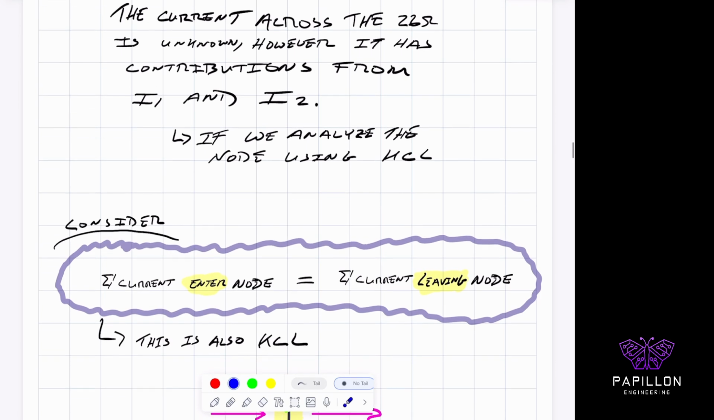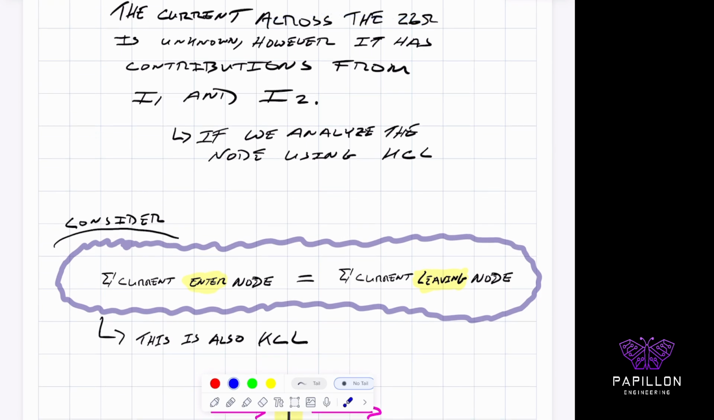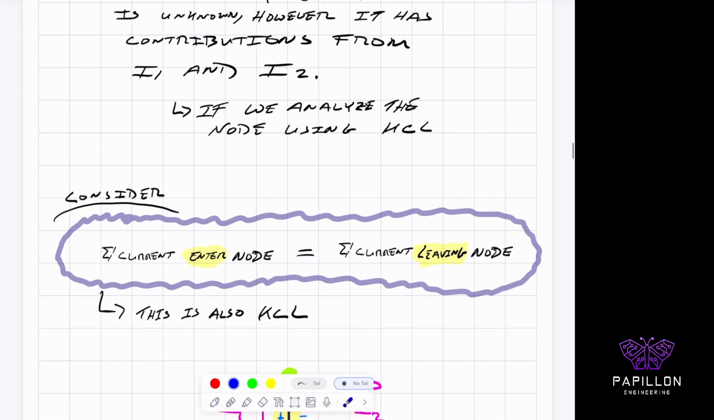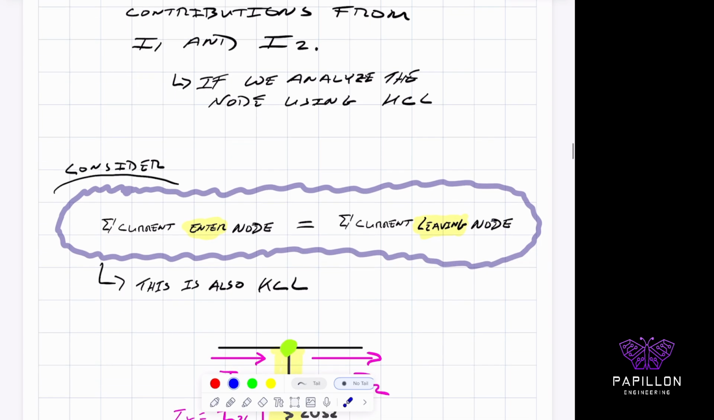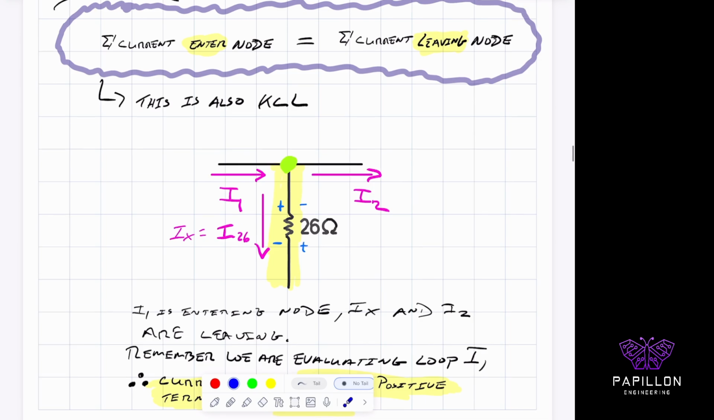All right, so let's think about that again, and it'll make sense in a moment when we get to the next loop. So again, the current across the 26 is unknown. However, it has contributions from I1 and I2. We will analyze this node using KCL. Analyzing a node means that you take all the currents entering a node, which equals the currents leaving a node, right?